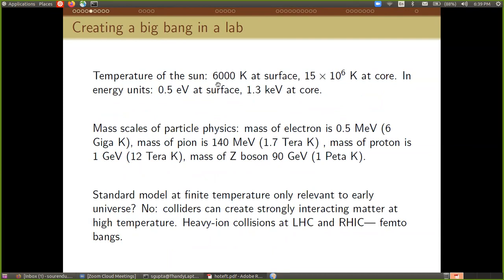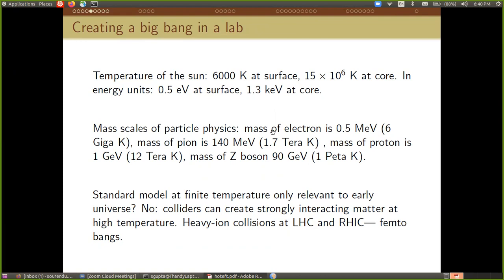So let's look at the temperature. Let's look at the sun. Now, the temperature at the surface of the sun is about 6,000 Kelvin. At its core, it's 15 million Kelvin. Okay. I convert this to energy units. Then 6,000 Kelvin is half an eV. And 15 million Kelvin is roughly 1.3 kilo electron volts. Now, most particle masses are larger than these. Which means that about the only thing that you can produce in the thermal medium that the sun is made up of are particles which are lighter than this. That's photons, neutrinos, and that's about it.